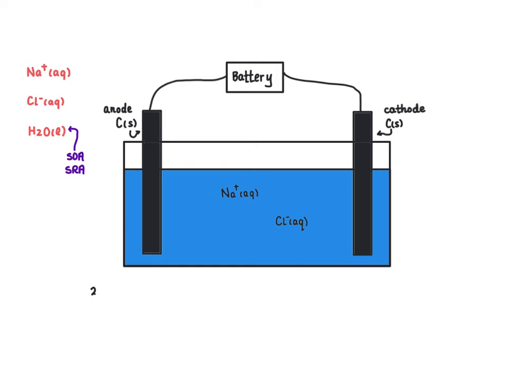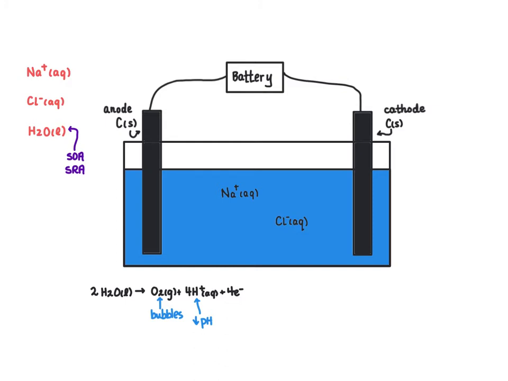So we would expect to see the following half reaction. Water oxidized to oxygen, hydrogen ions. And so what we would expect to see in terms of observations would be bubbles from the oxygen gas that's produced. And we would expect to see a drop in pH from the production of hydrogen ions.